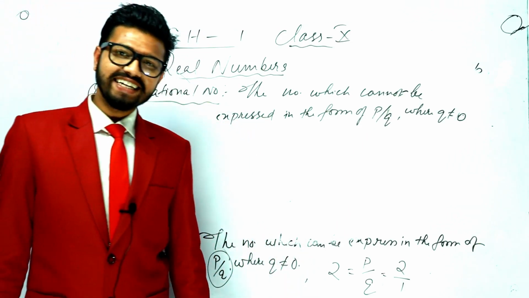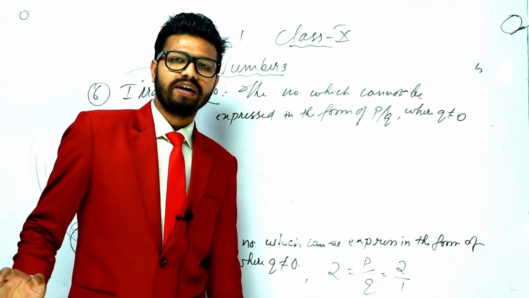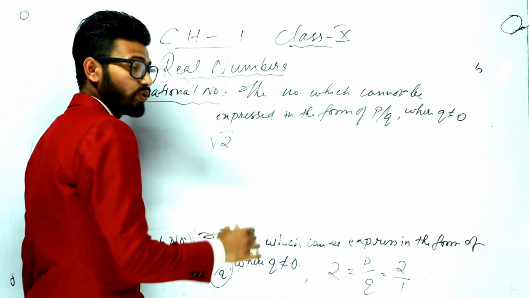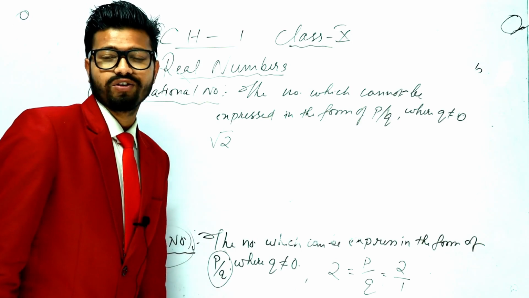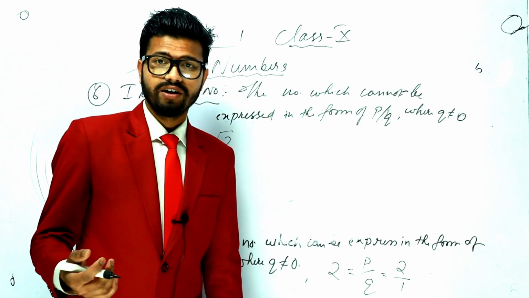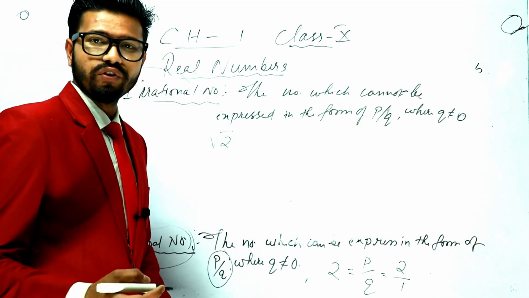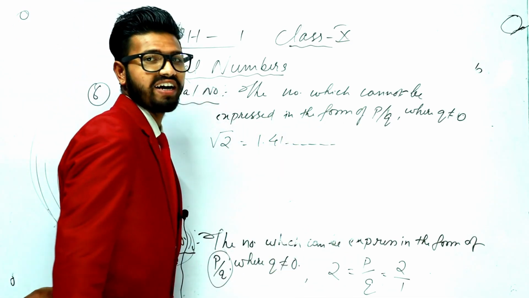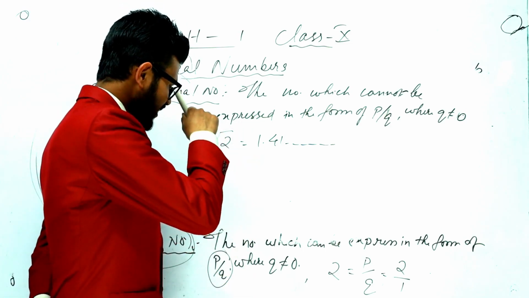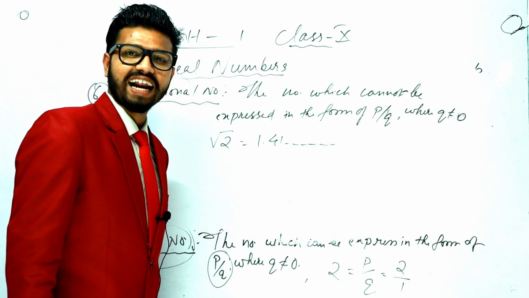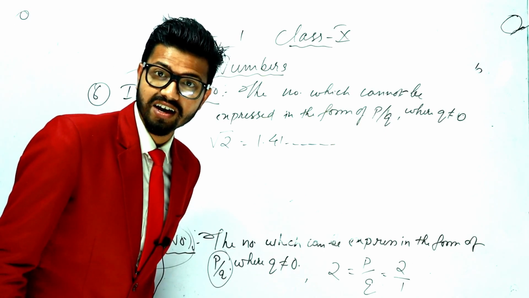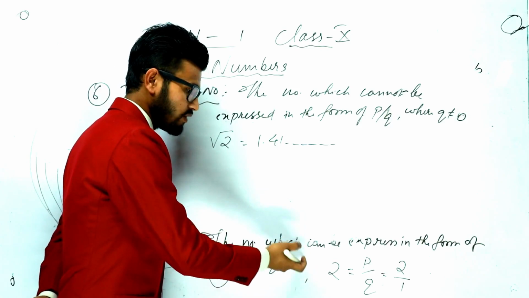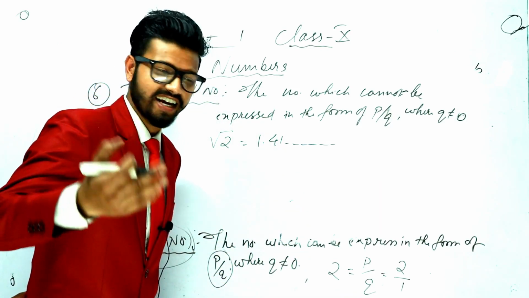If I take any imperfect square, such as root 2, we do not have the actual value of root 2. If you go on finding the decimal, you will get 1.41 something, a never-ending process. That is why we consider that root 2 is not a rational number. Why is it not a rational number? Because we cannot express root 2 in the form of P by Q. That is why it doesn't fall under the category of rational number.